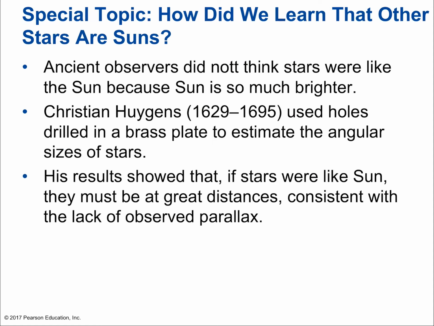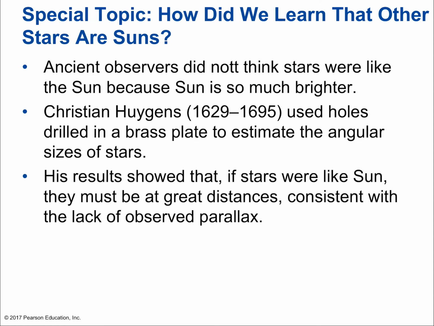All right, so how do we learn that other stars are suns? Well, we've talked about this idea that ancient astronomers didn't realize how far away they were because of the whole parallax conundrum, but then finally we realized they're so far away. So let's summarize. Ancient observers did not think stars were like the sun because the sun is so much brighter, right? The stars had to be different. They couldn't be that far away and that faint.